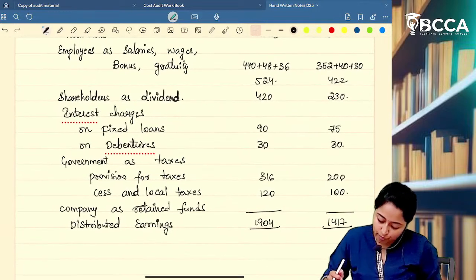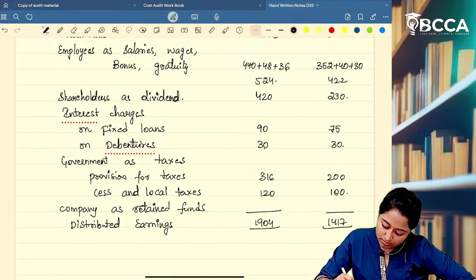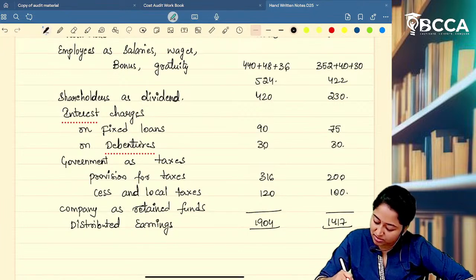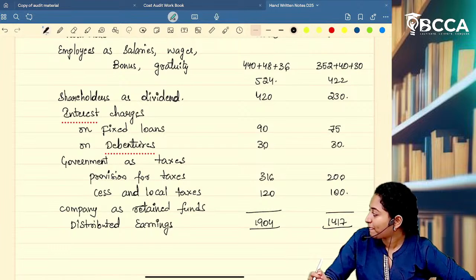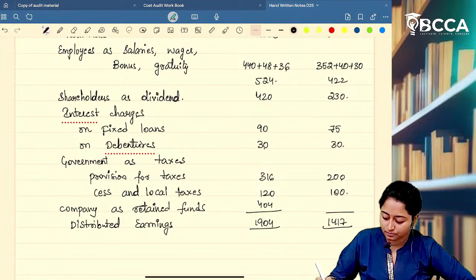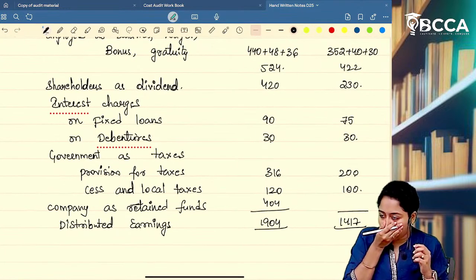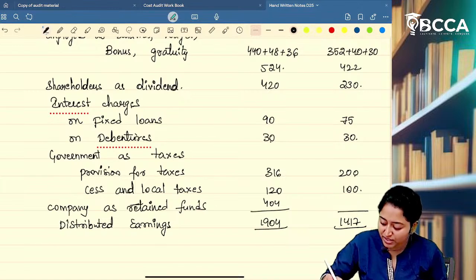Now 1904 minus 524 minus 420 minus 90 minus 30 minus 316 minus 120. 404. Hmm? 360.